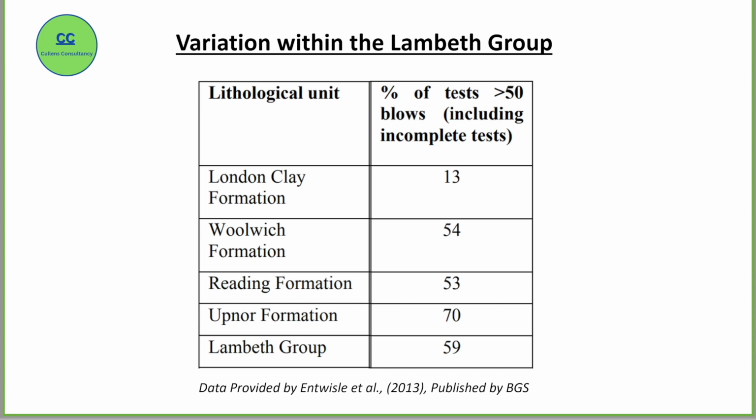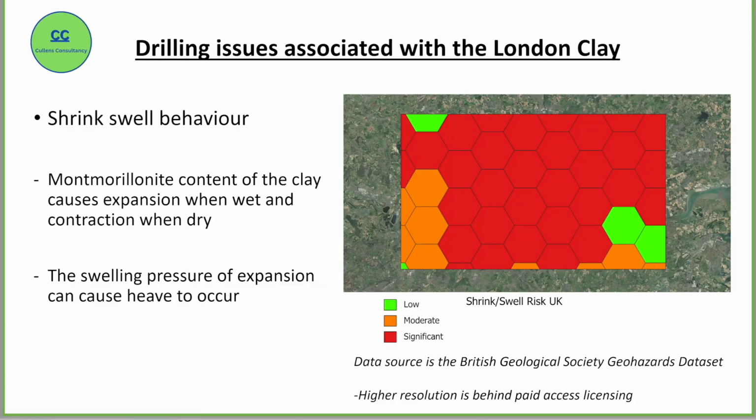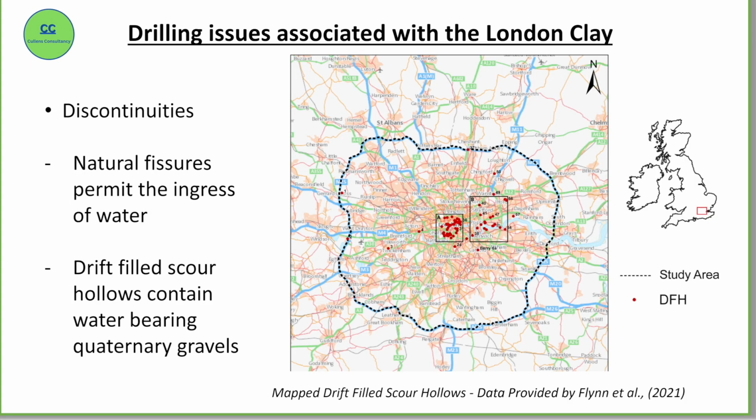They also demonstrate the lower standard penetration resistance of the London clay, in which only 13% of standard penetration tests included more than 50 blows. On top of their numerical geotechnical properties, there are also geological hazards and other logistical issues related to tunnelling in these two lithologies. Shrink-swell behaviour can be observed in the London clay, as its montmorillonite content causes the alternate swelling and shrinking of material. Another consideration necessary in the London clay is the presence of discontinuities.